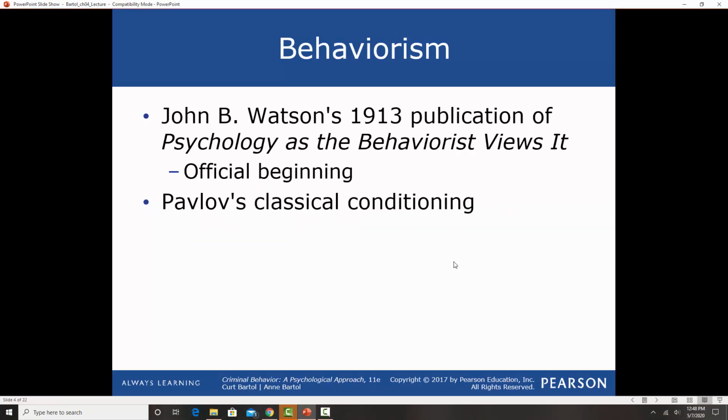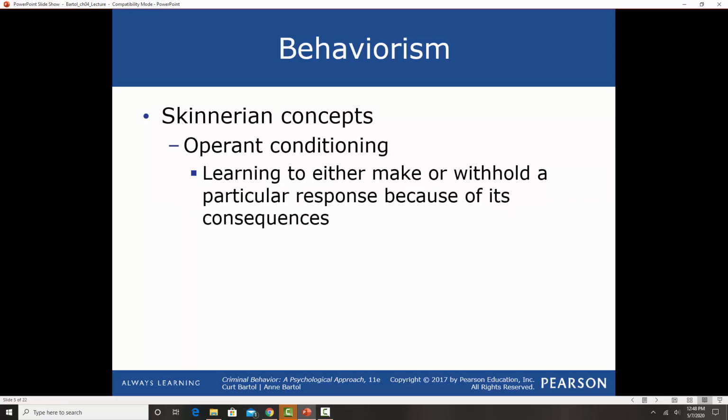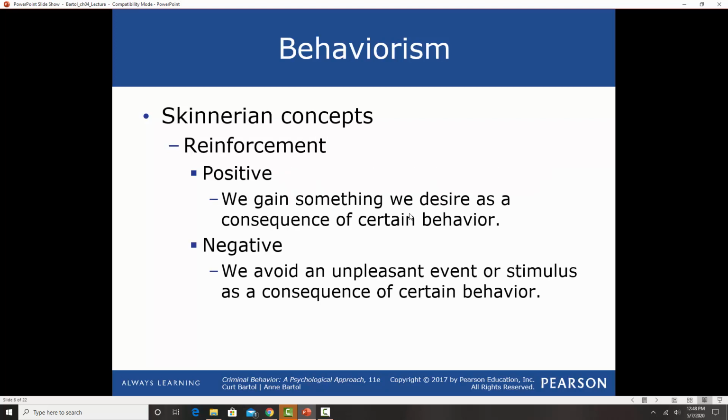All right, I talked about B.F. Skinner in the 1950s with operant conditioning. And again, operant conditioning is related to voluntary behavior. It's the idea that behavior is shaped and maintained by its rewards or punishments. And because it's related to voluntary behavior, it really is applicable to criminal behavior. So the concepts that go along with operant conditioning start with the idea of reinforcement.